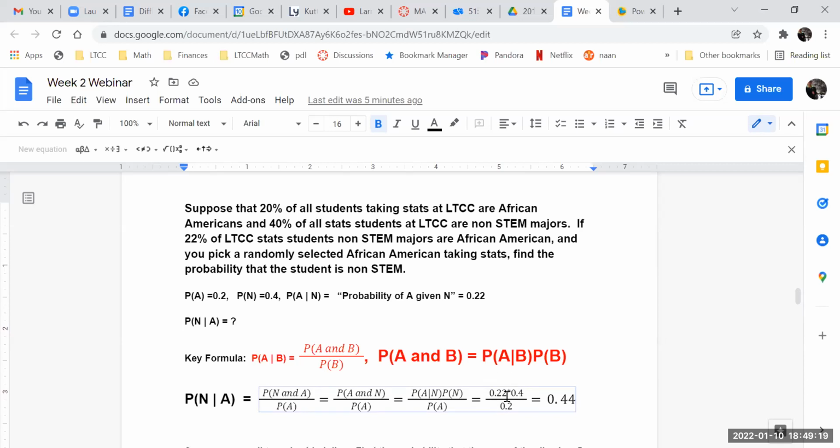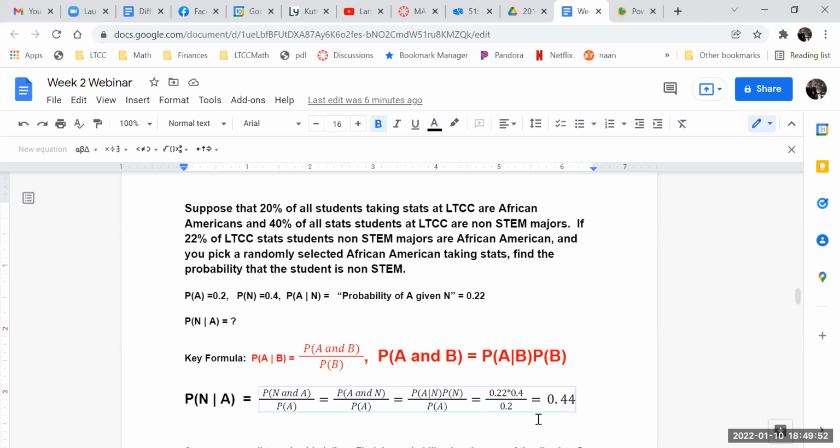The rest is basic calculator work. You can do it in your head if you're good at it, but better, use a calculator. And you get 0.44. Any questions on the process of this problem? Major warning, it's much easier to watch me do it than it is to do it yourself. So you want to practice these. There are some in the homework assignments, and some in the book.